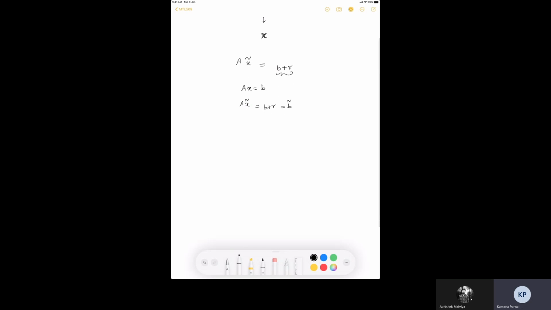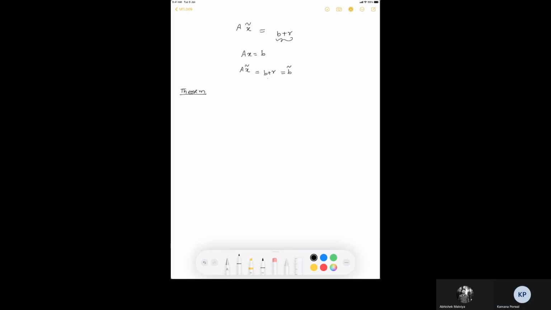I want to understand that if my change in B is small, that is, if B and B tilde are pretty close, then can we say that the solutions x and x tilde are also going to be close or not, right? This is going to depend on the condition number. So let me state this theorem, and then we will understand the importance of the condition number.